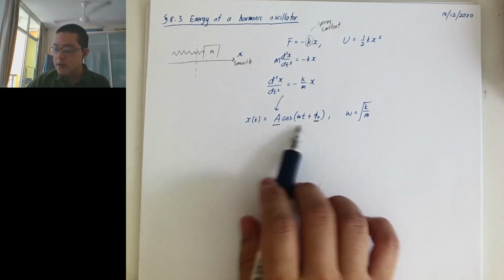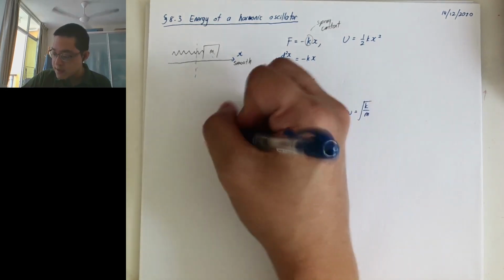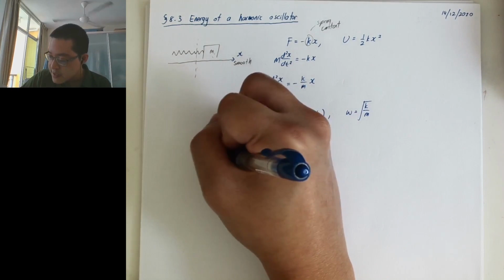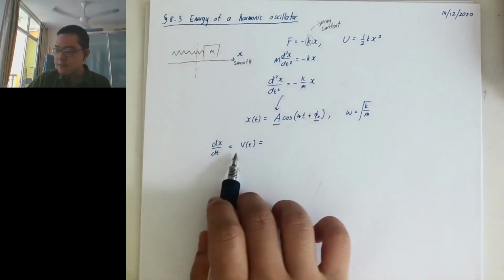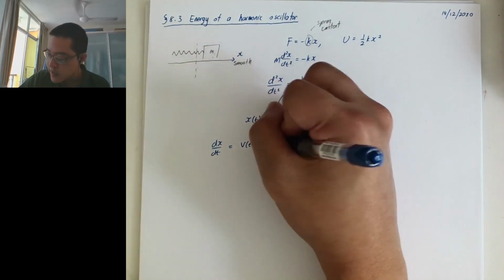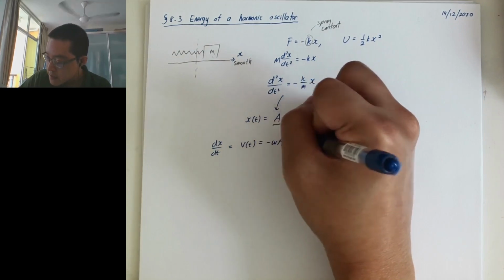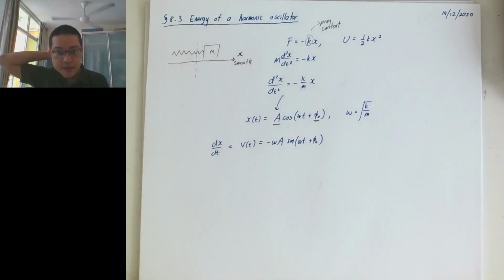Then once we've got the position here, we can calculate the velocity, because velocity is dx/dt. So dx/dt will give you v, and I can now express my velocity as a function of t. Just differentiate this, and I get negative omega A sin(omega t plus phi 0). So this part is pretty easy.